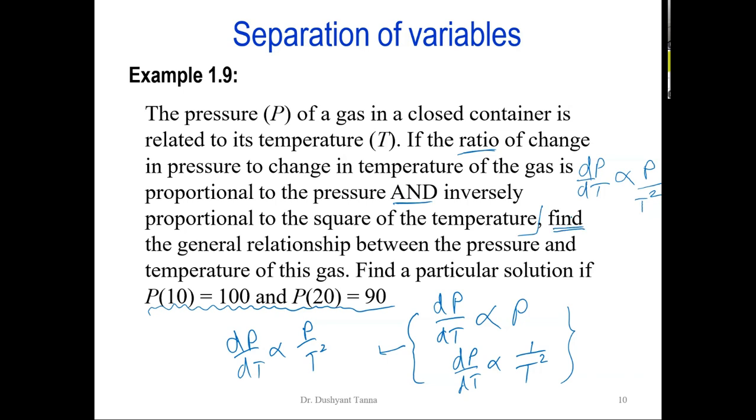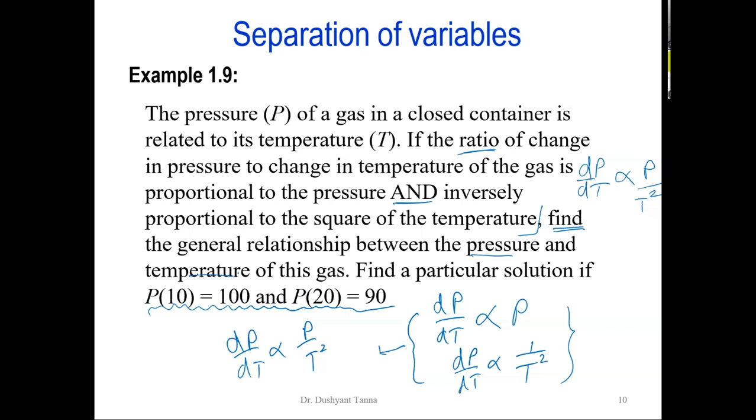Then the question started. Find the general relationship, so something with a constant C or C1, C2, and the temperature. Find the general relation between the pressure and temperature, P and T, because that's the only two variables. Once you find the general relation, you will go further and find the particular solution based on two conditions. Now, please remember to address all parts of the question. I'll analyze the question once more because this is not the only question you will get. You will get similar questions or a different nature of question, so apply this technique or approach.